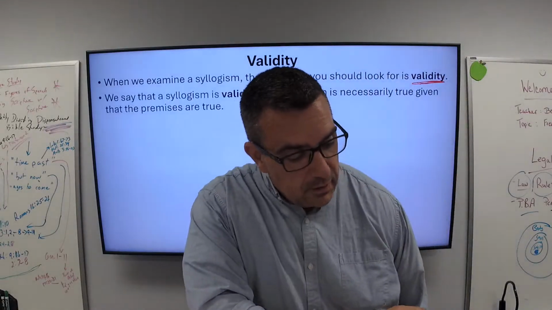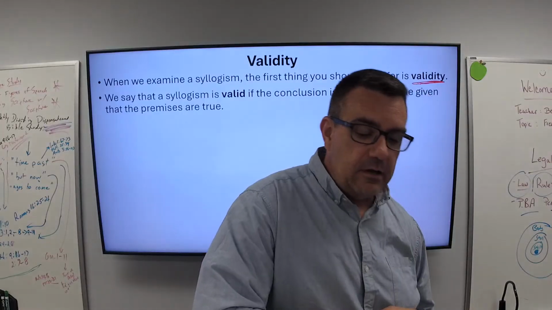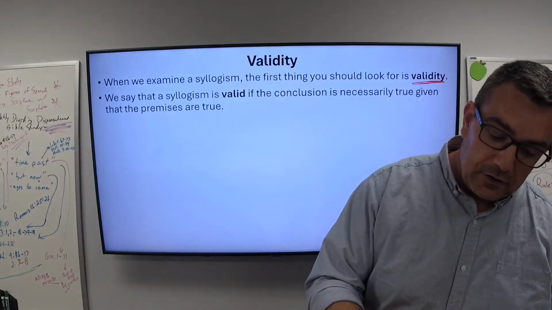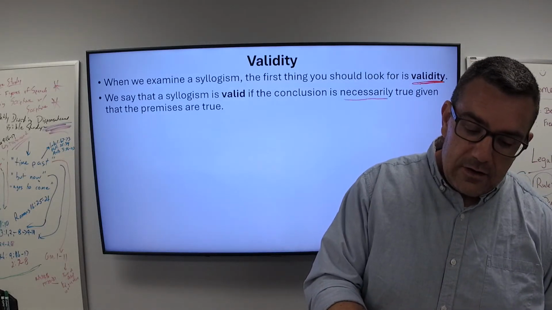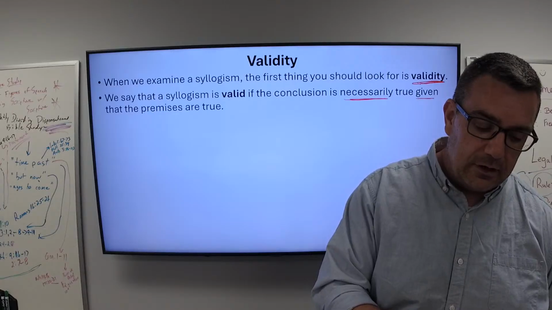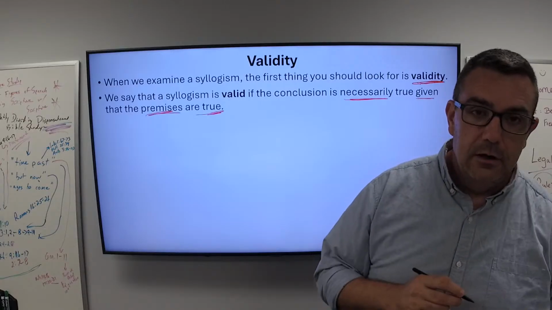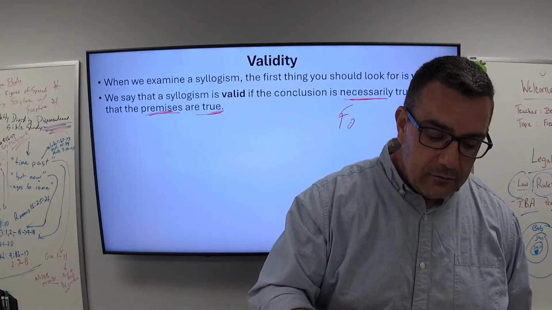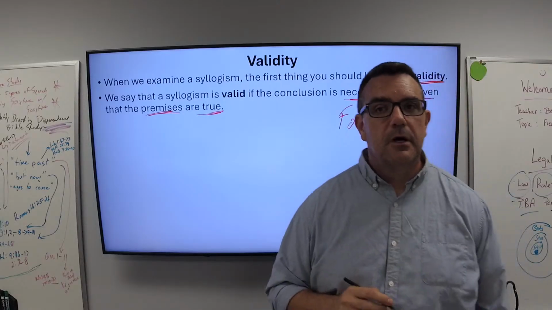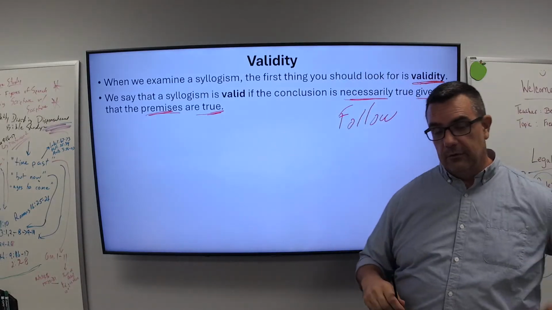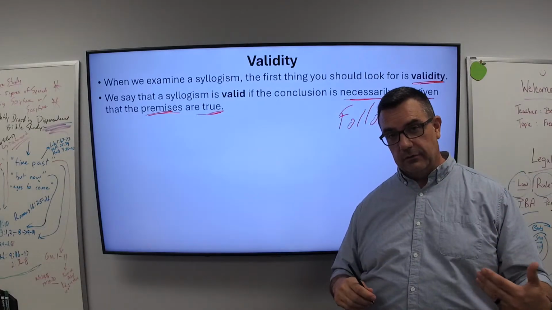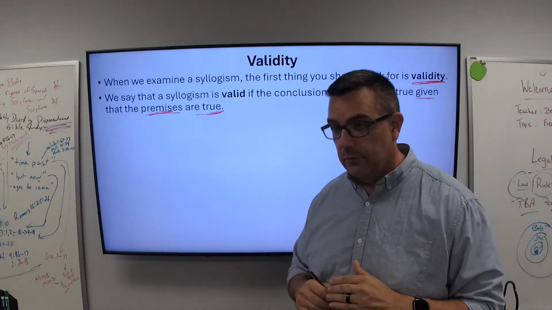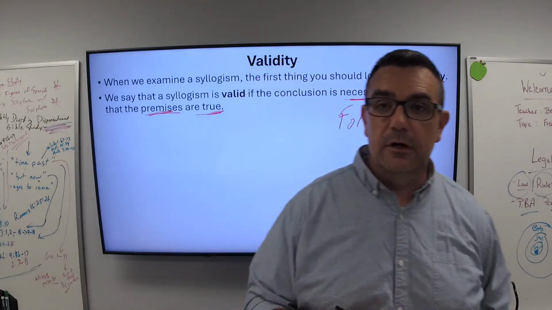Okay. Number two, we say that a syllogism is valid, again, we're talking about validity right now, if the conclusion is necessarily true, given that the premises are what? So what we're talking about here is, does the conclusion follow from what? The premises, right? Do the premises entail the conclusion? Does it follow that if premise one and premise two are true, then the conclusion would be true? That's what we're talking about when we look at the issue of validity.